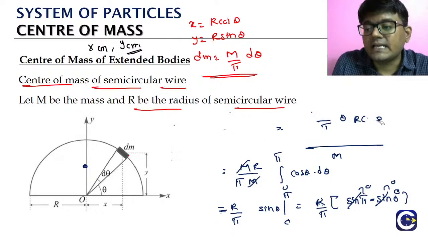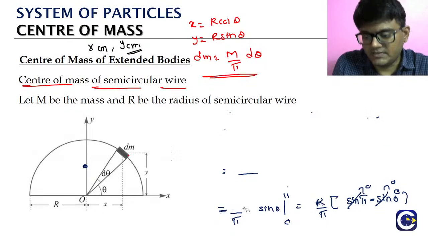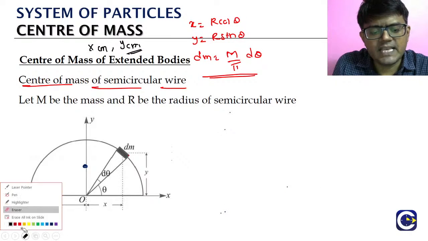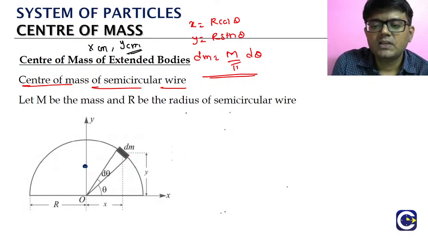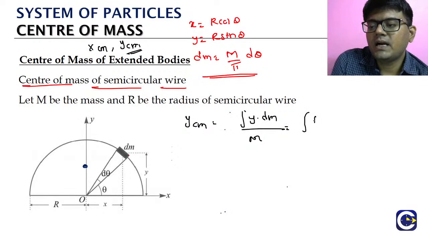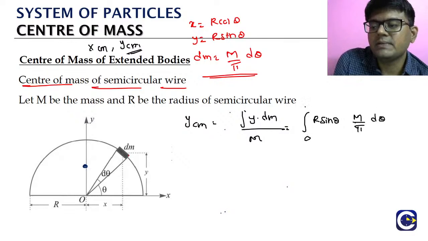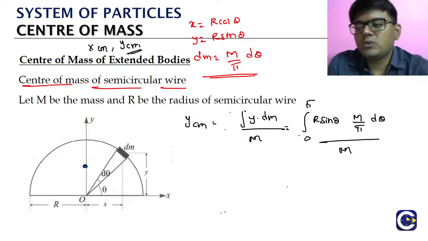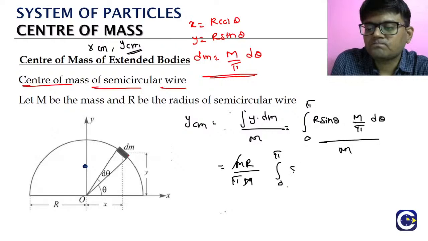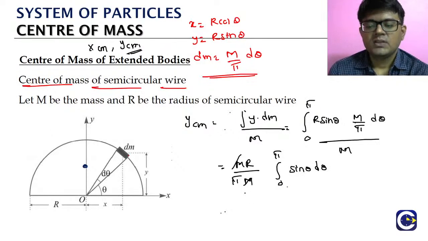அடுத்தது என்ன? center of mass ஓட y coordinate. அதுதான் main. Okay, so center of mass y coordinate same, ரெண்டுத்துக்கும் approach ஒண்ணுதா. What is it? y center of mass is equal to what? Integral y dm by capital M. பாருங்க, integral y என்னது? r sin theta, dm means what? m by pi into d theta. Integration limit 0 to pi. Numerator la whatever is constant, m r by pi, அது அப்படியே வெளியே வரும். ஓகேவா? 0 to pi sin theta d theta.